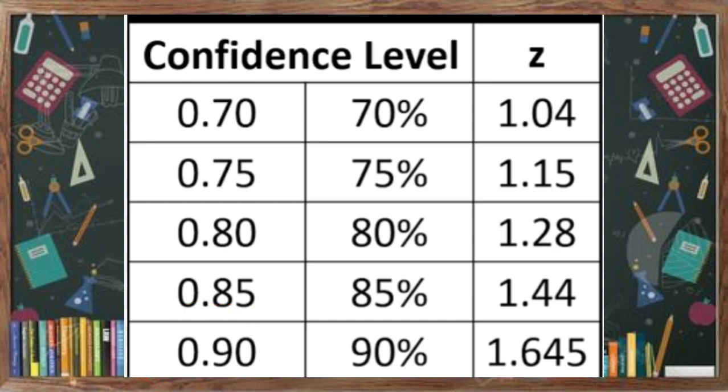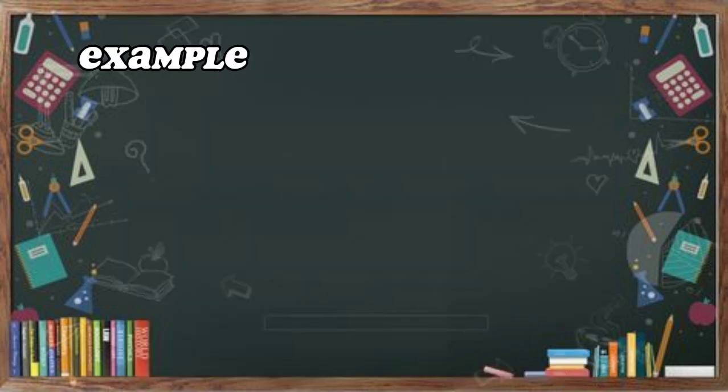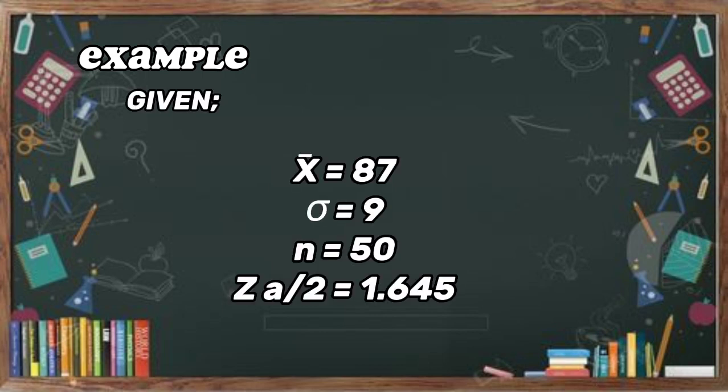Now let's find in the table the z alpha half. And this is 1.645. Now that we have the z alpha half, I will give you the givens. For the x bar, we have 87. For standard deviation, we have 9. And for the sample size, which is n, we have 50.